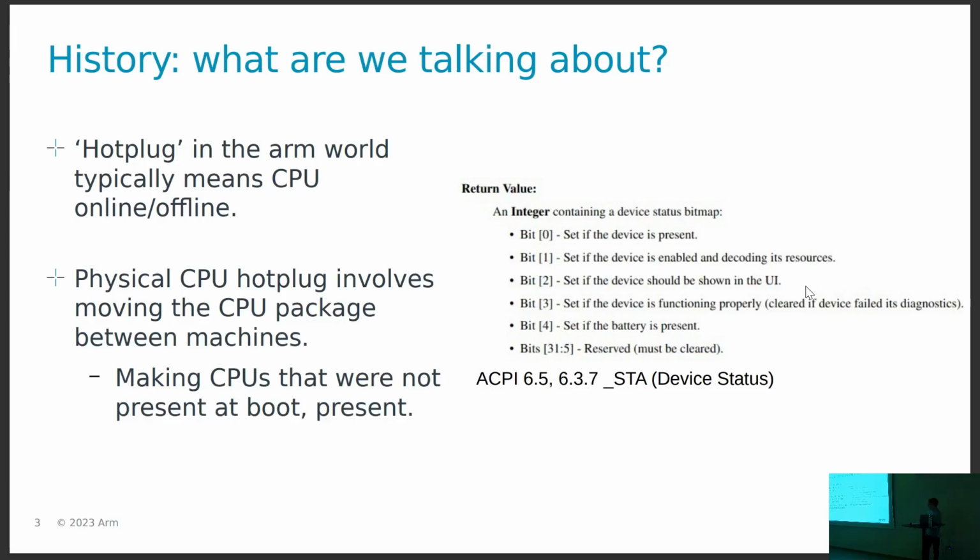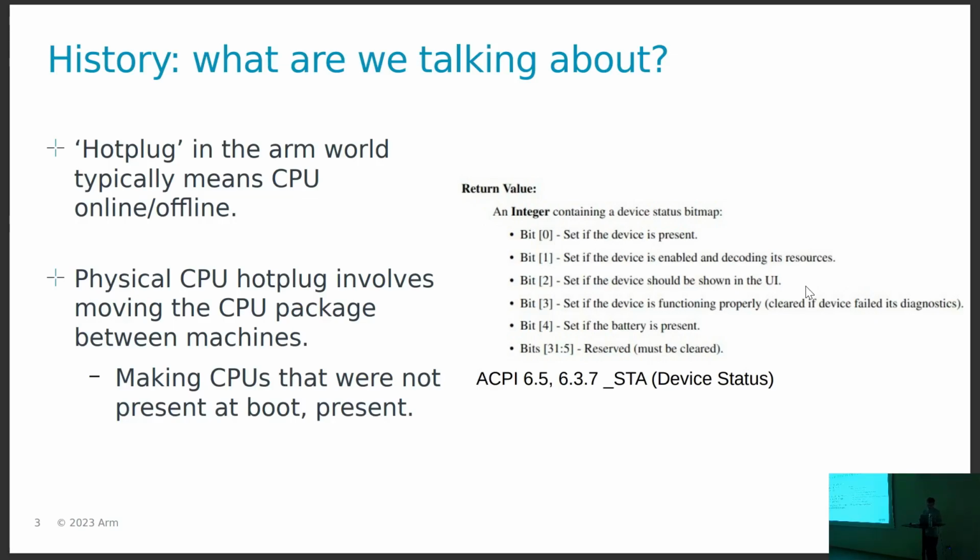So the version of CPU Hotplug people want is initially for making CPUs that are not present when the operating system boots present, so that we can bring them online. And from a bird's eye view, the mechanism, this thing on the right is a screenshot from the ACPI spec. There's a register for each CPU called STA, and it's got a whole load of bits that say whether it's present, whether it's enabled, and so on. And firmware can send a notification to the operating system to say it's changed something in here, and that's the mechanism that CPU Hotplug uses to have CPUs come and go.